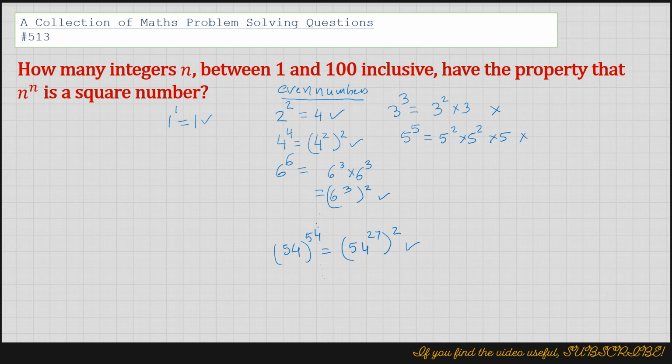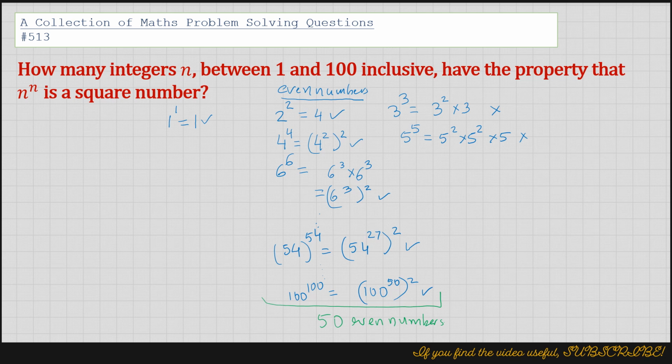So it goes on. You can write 98. You can write 100, of course, which is a square number, and 100 to the power 100 would be a square number as well, because you can write it as 100 to the power 50 and then square of that. So all these even numbers work. There are 50 even numbers between 1 and 100 inclusive. And 1 is also included.